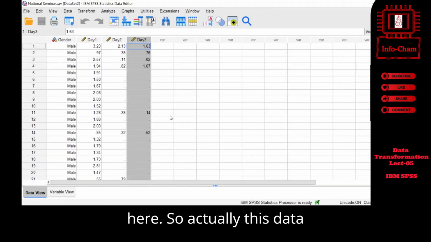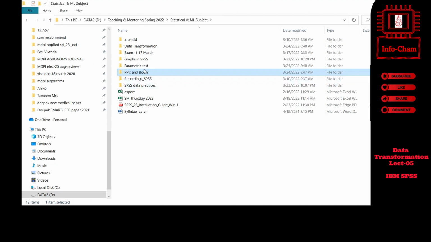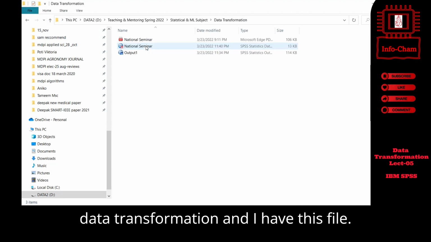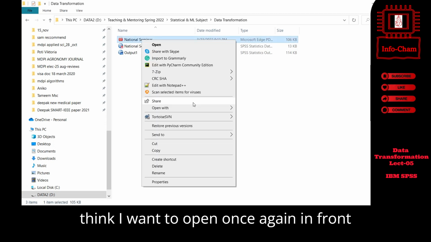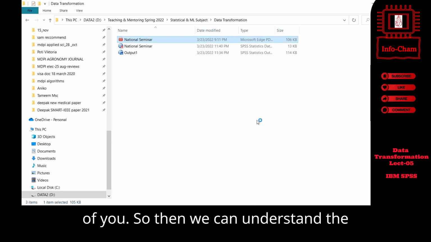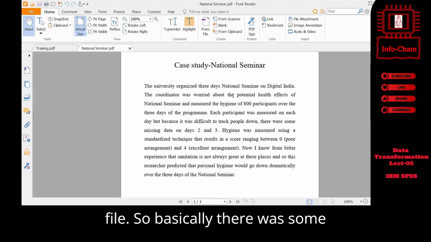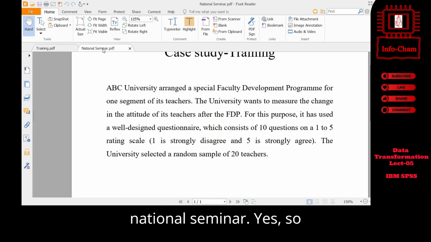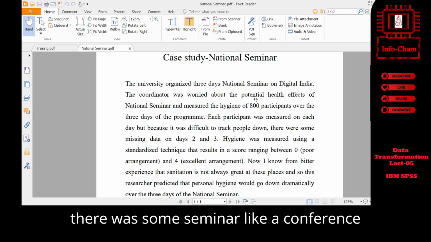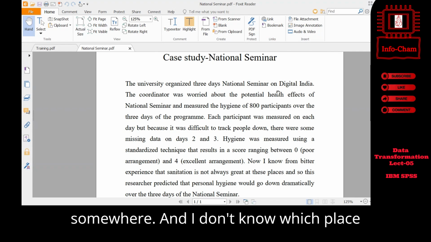Actually, I want to open the case study, data transformation, and this file, national seminar. I want to open it once again in front of you so we can understand the file. Basically there was a seminar, like a conference, held on a topic like Digital India, at some place.